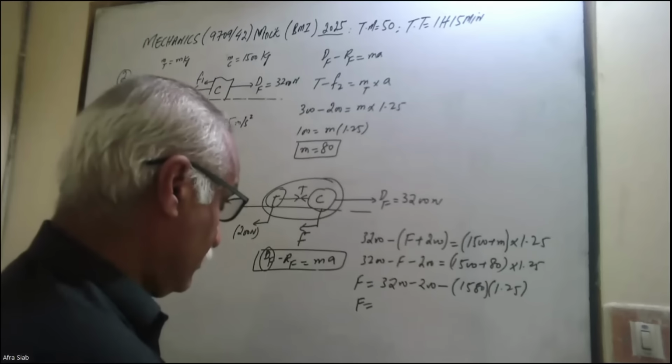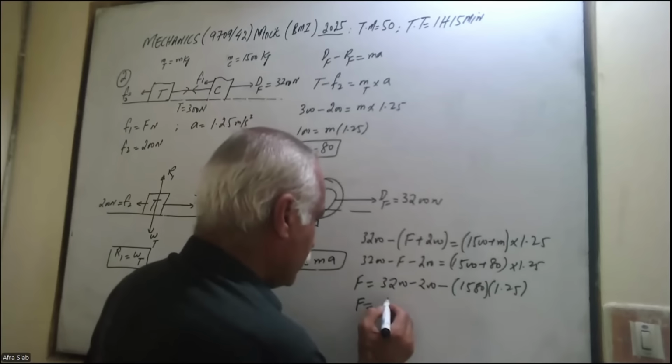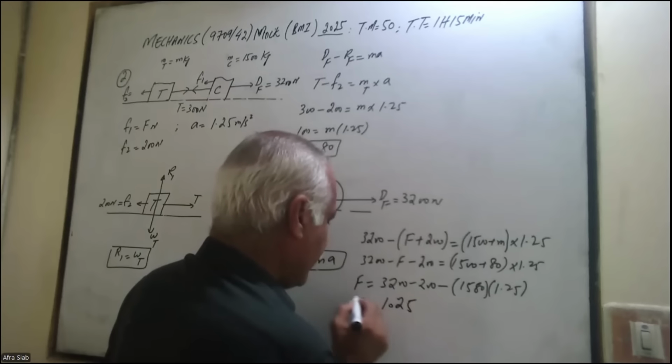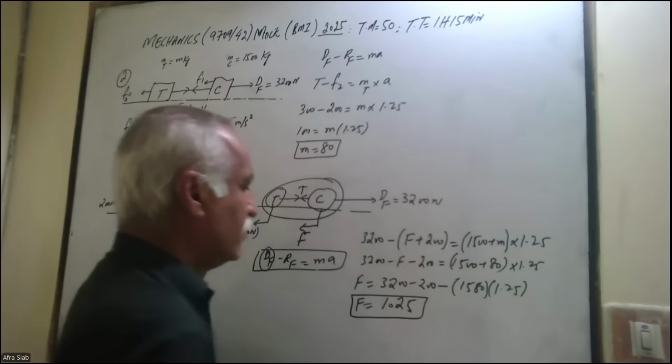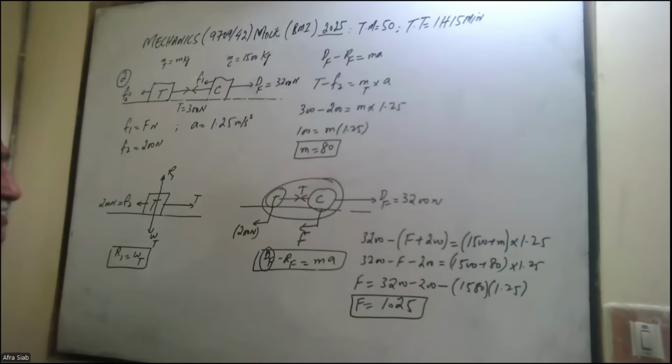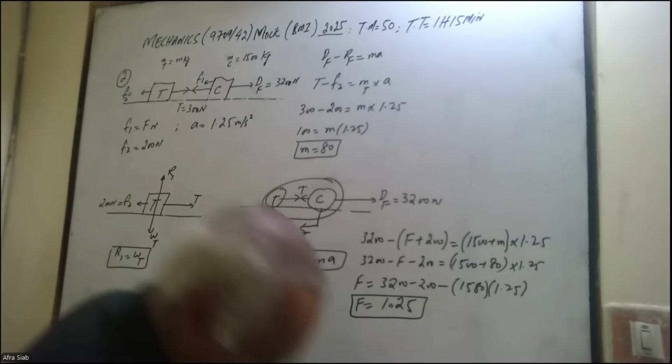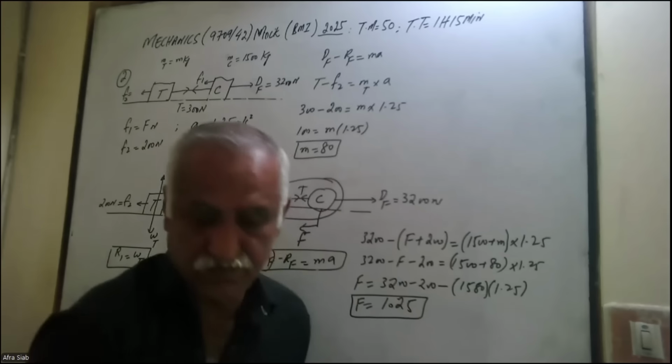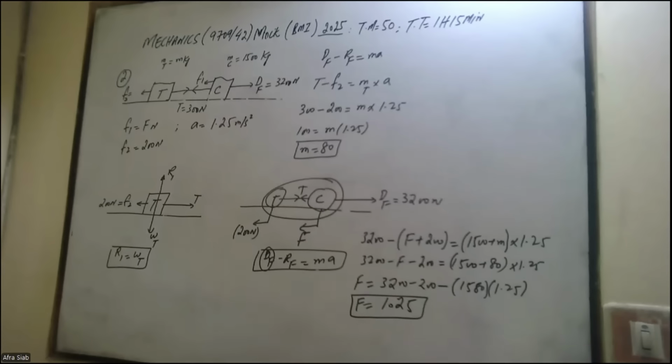So F will be equal to 1025. So the F value is equal to 1025. These are the two values which we have to calculate, the value of M and the value of F. Now we'll start the third question.